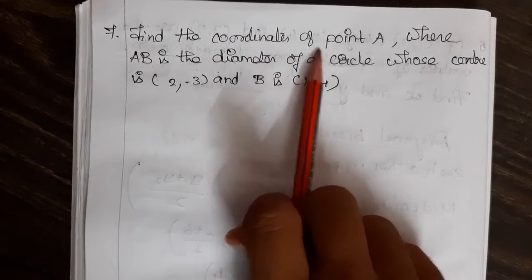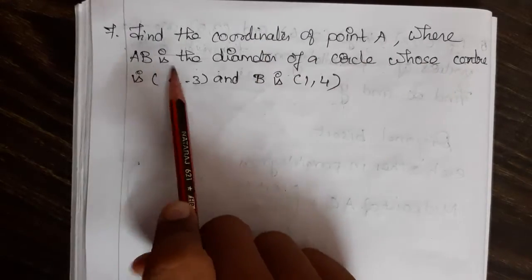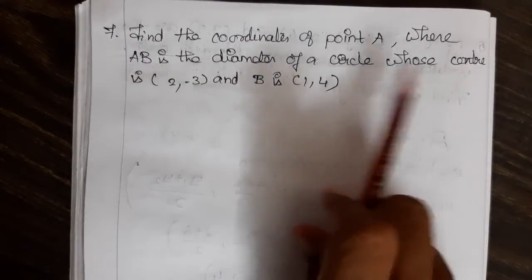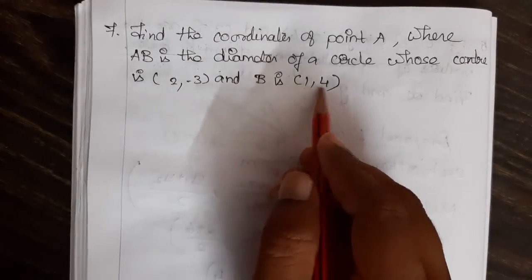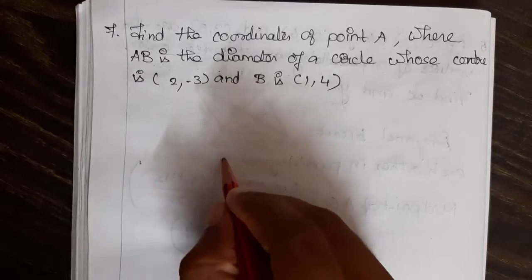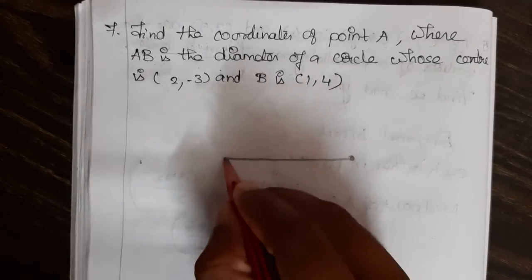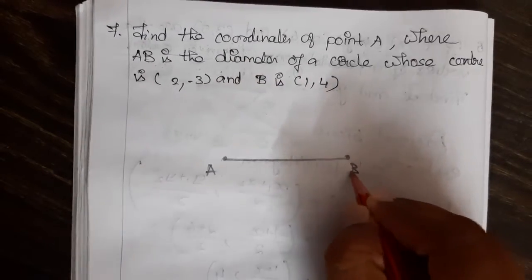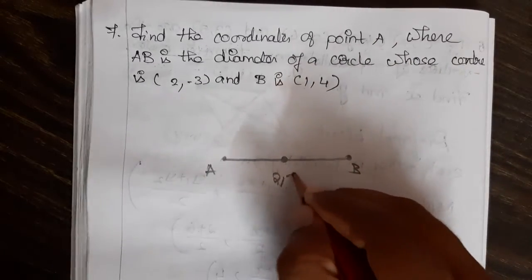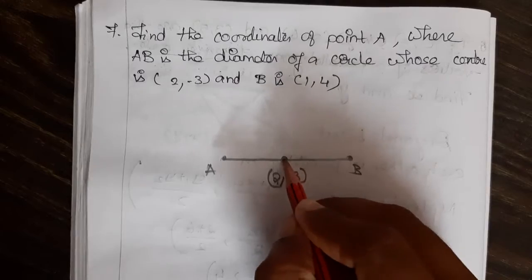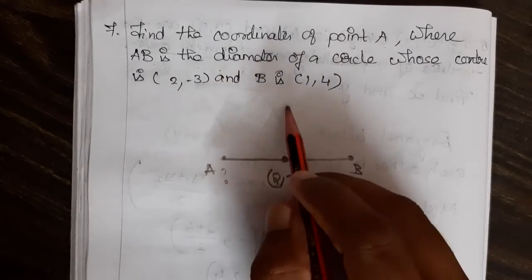Find the coordinates of point A, where AB is the diameter of a circle whose center is (2, -3) and B is (1, 4). It is given that AB is a diameter of the circle, and there will be a center point, and the center is given as (2, -3), and the A value is not given, we have to find it.